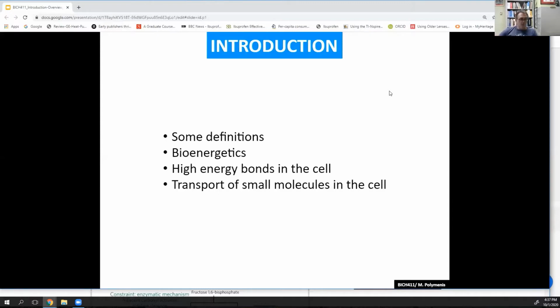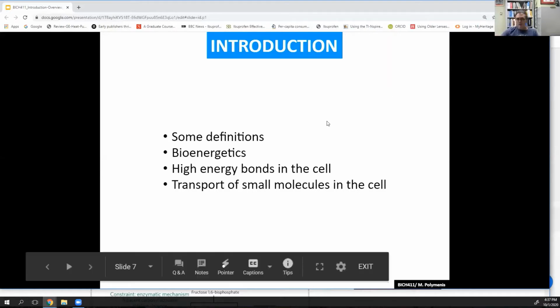It consumes a lot of the energy from our food that we take. At least a quarter or more is consumed to move small things in and out of the cell, or in and out of different compartments of the cell.